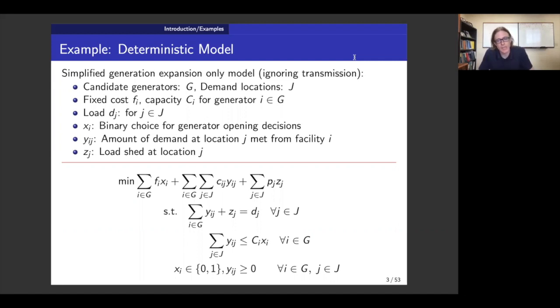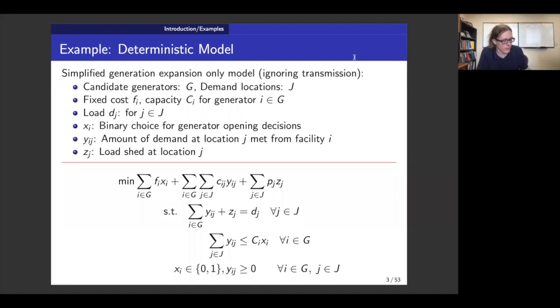Once we've designed the network and decided the available generators, there are operational decisions: how should I meet demands in the best cost way? I could do that by defining variables y_ij, which is how much demand at location j I meet from facility i. And for reasons that will become clear later, I'm also going to build into this model the assumption that I can shed some demand at certain locations. If it's too expensive to meet all the demand at a particular location, I can shed it, but of course I'll pay a penalty for doing that.